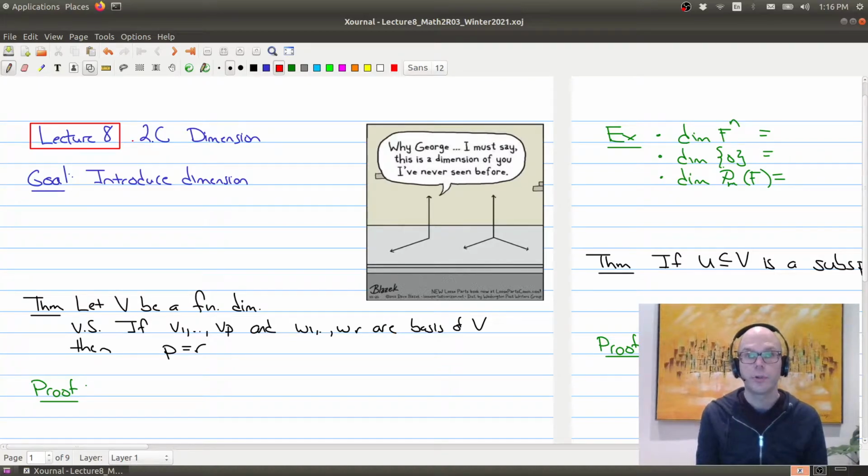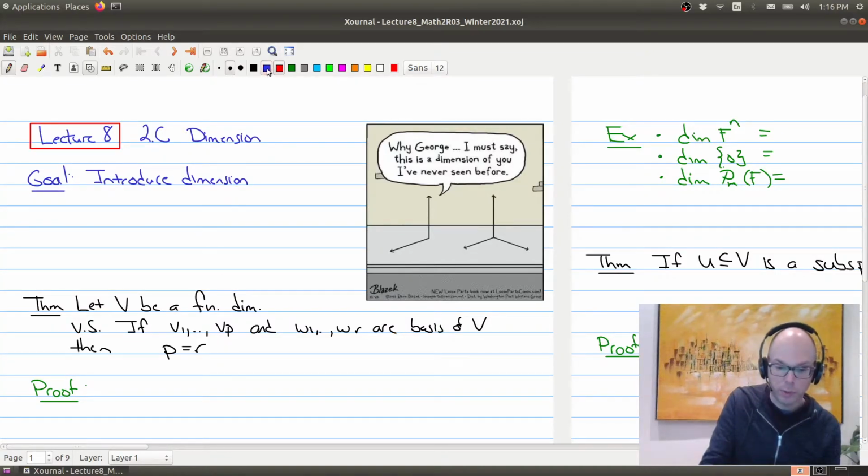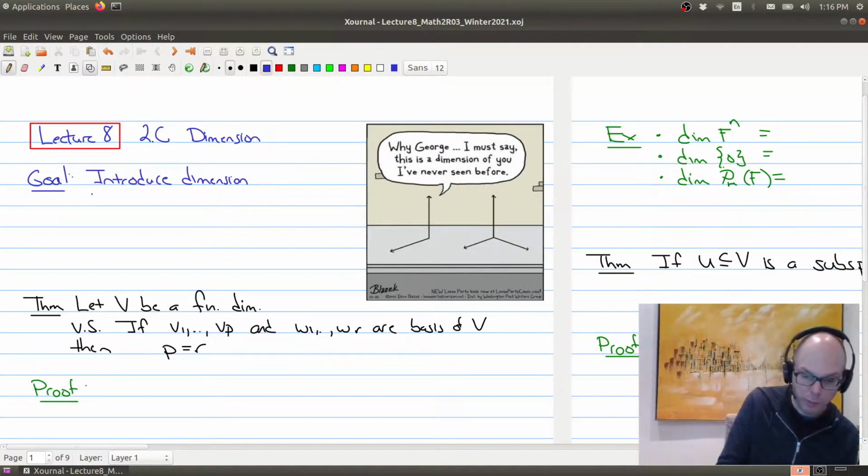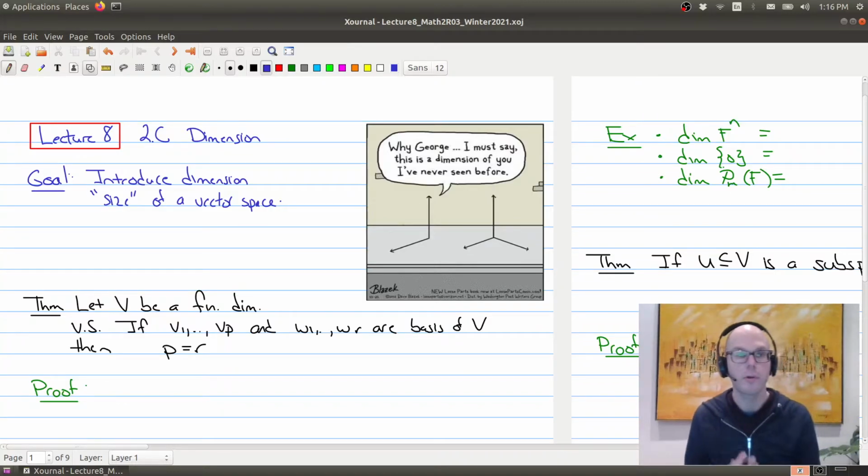In today's lecture, we're going to look at dimension, which is actually one of my favorite topics in linear algebra. Our goal today is to introduce what the dimension of a vector space is, and one way to think about it is it's the size of a vector space. We want to look at what this dimension is first, and then we're going to link dimension with both a linearly independent set, a spanning set, and a basis.